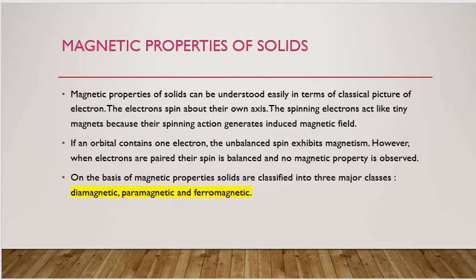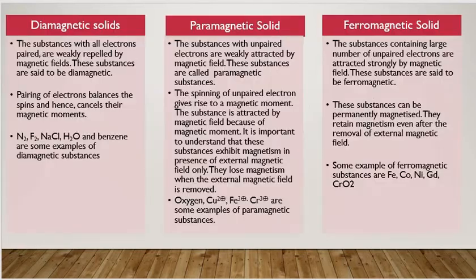On the basis of magnetic properties, solids are classified in three categories: diamagnetic, paramagnetic, and ferromagnetic. Now, diamagnetic. These substances, having all electrons paired, are weakly repelled by magnetic fields. These substances are called diamagnetic. Pairing of electrons balances the spin, and hence they cancel their magnetic moments. Examples are nitrogen gas, fluorine gas, sodium chloride, water, benzene.